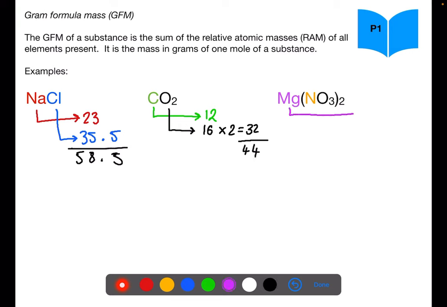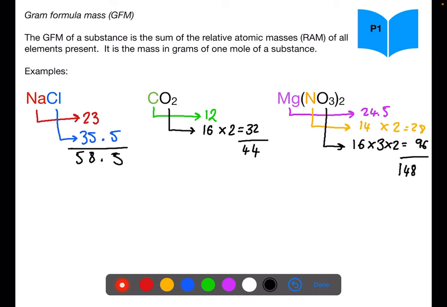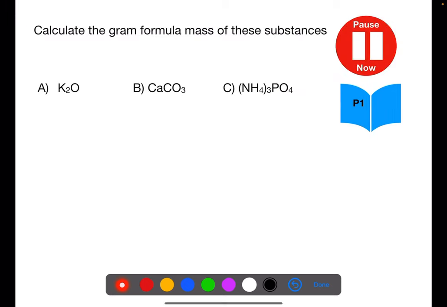For magnesium nitrate, we take the relative atomic mass of magnesium, which is 24.5, the relative atomic mass of nitrogen, which is 14, and we multiply by 2, because we have this 2 on the outside of the brackets here, which multiplies everything in the brackets by 2. We then take the relative atomic mass of oxygen, and we times it by 3, and then by 2, because we have 3 inside the brackets and 2 outside the brackets. We then add these together to get a total gram formula mass for magnesium nitrate of 148.5. Pause the video now and try these three examples.